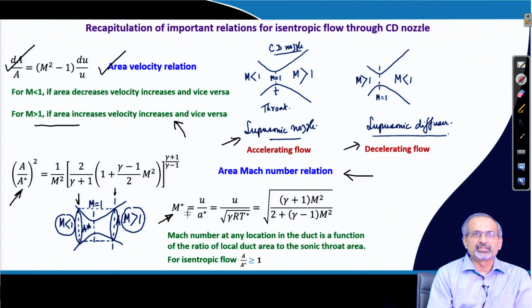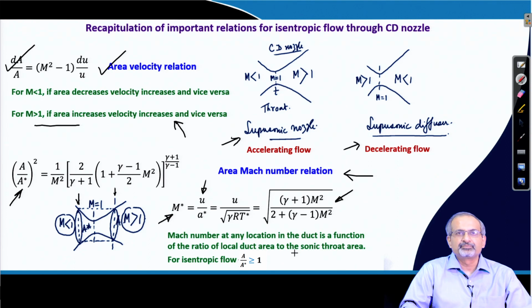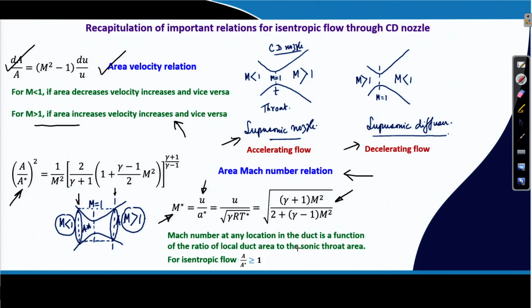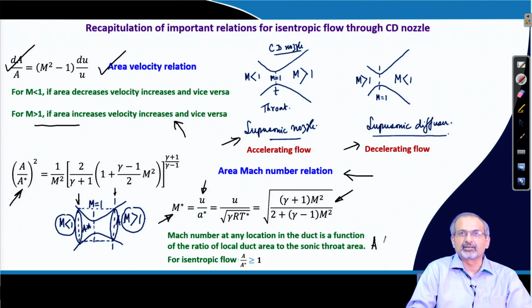We additionally mentioned that M star is a function of M. By definition, it is u by a star, which is u by root gamma R T star, and you can try to prove for yourself how we can express it in terms of the local Mach number. That is a small homework problem for you. So, Mach number at any location in the duct is a function of the ratio of local duct area to the sonic throat area, that is the A by A star, or the area ratio.